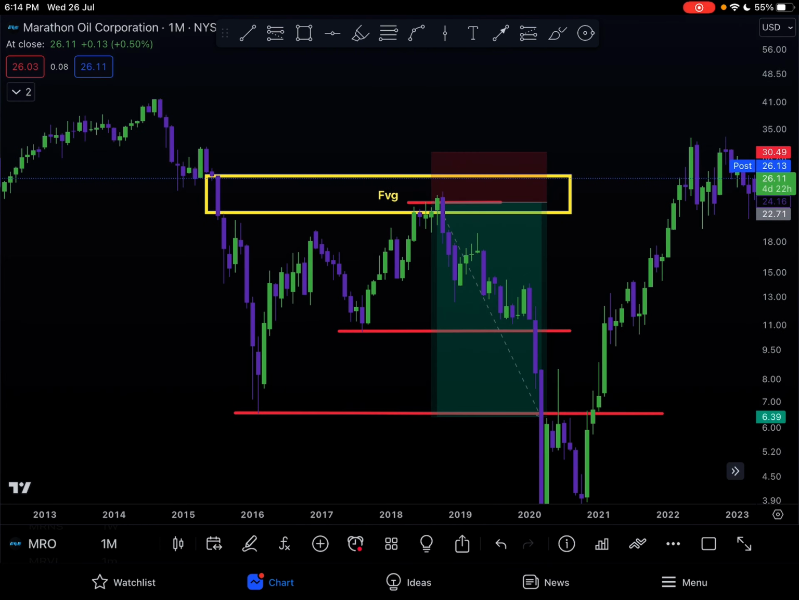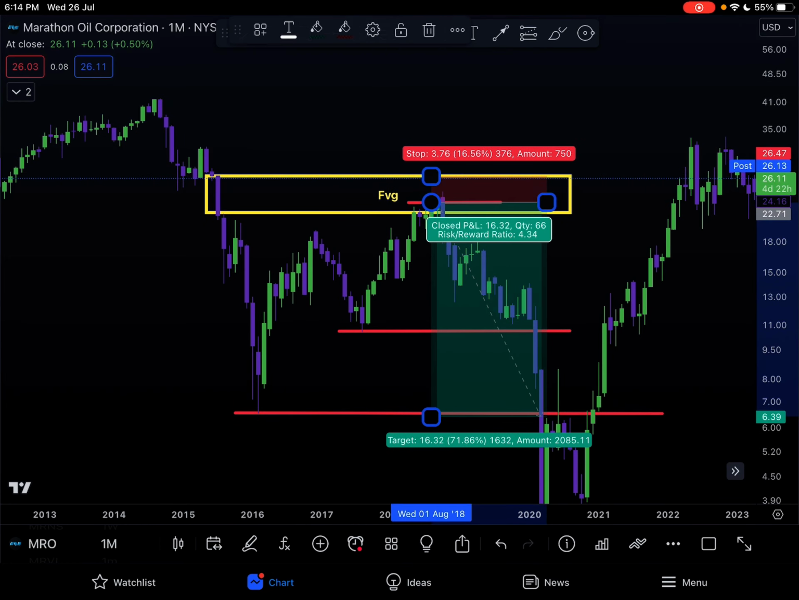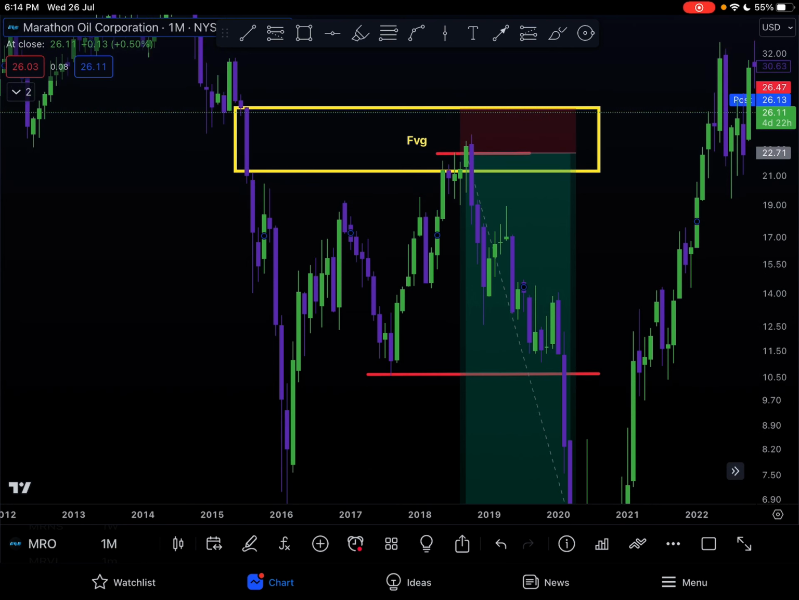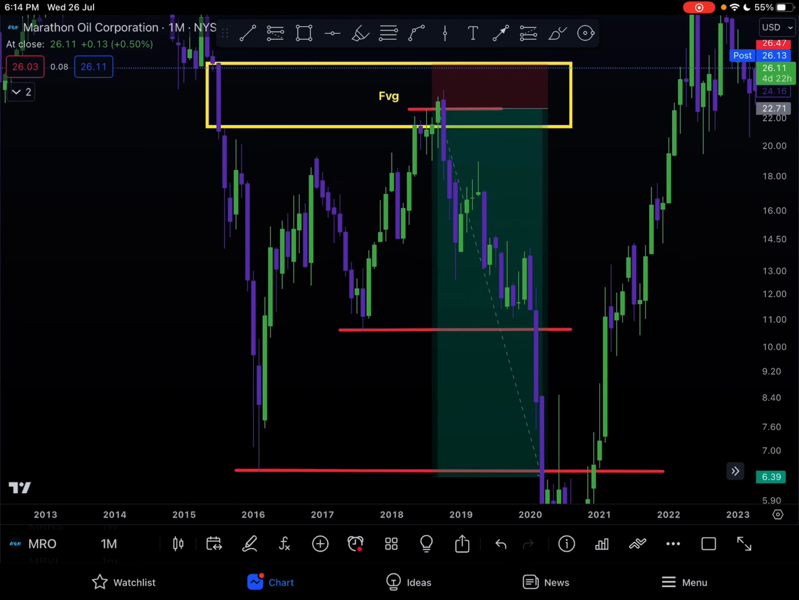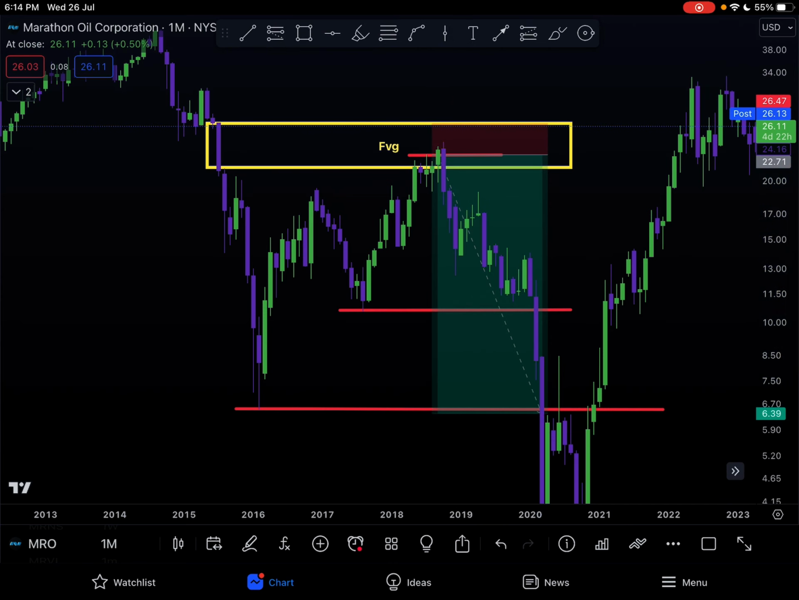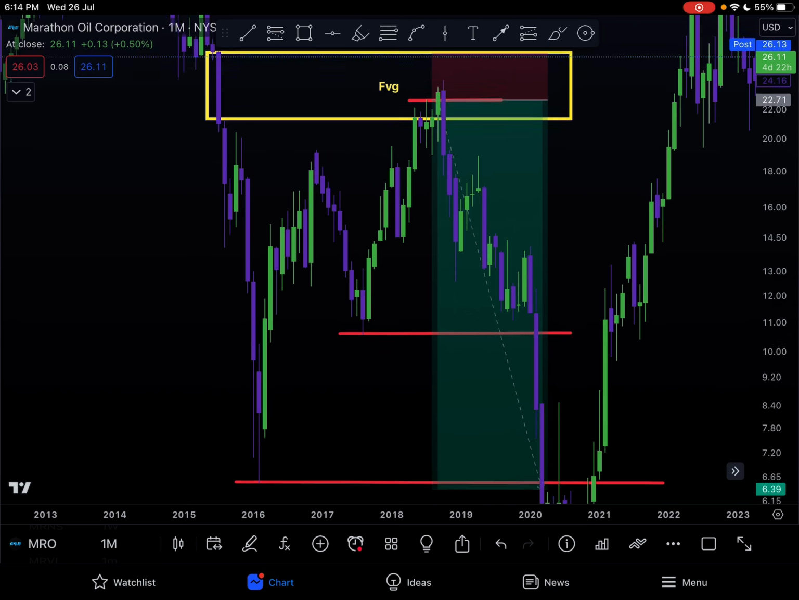You target this low, and if you're looking at the monthly, you use this as a stop loss. Yes, it's a very big stop loss. I understand that. But you see the risk to reward, bro. You see the risk to reward, bro. That's crazy.